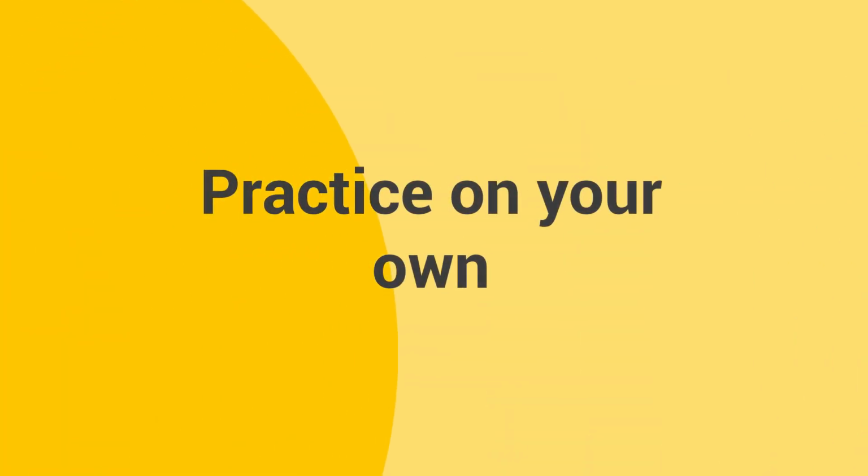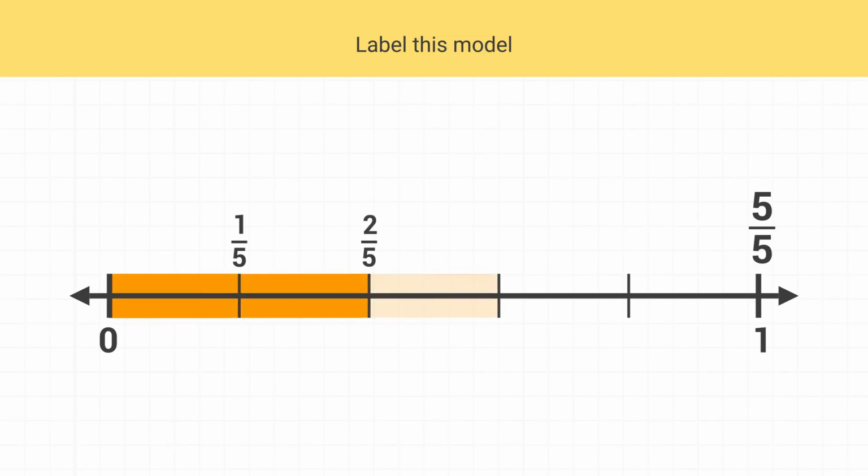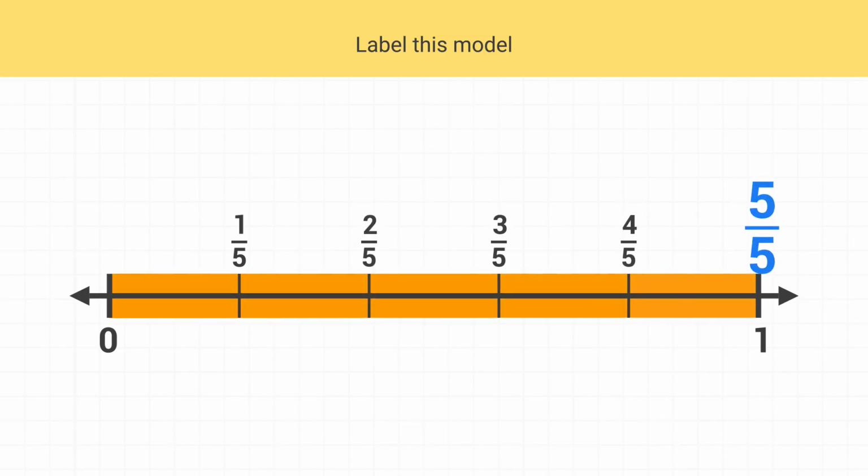Now it's time for you to practice on your own. How can you write one whole using a fraction on this number line? Well, this number line's been split into 5 total pieces, and so the denominator is 5. Now, if you remember the pattern we noticed earlier, that means you automatically know one whole will be 5/5. But if you weren't sure, you can always check by counting 1/5, 2/5, 3/5, 4/5, 5/5, and finding that 5/5 is in fact equal to one whole.